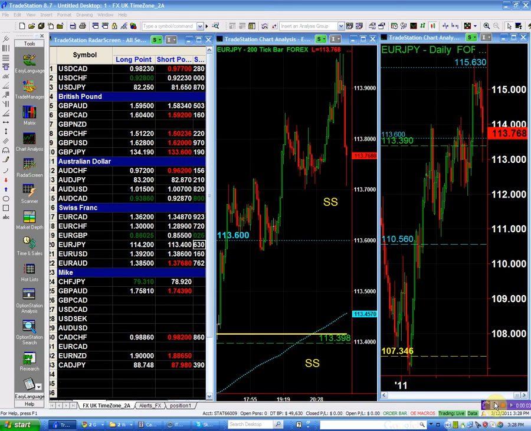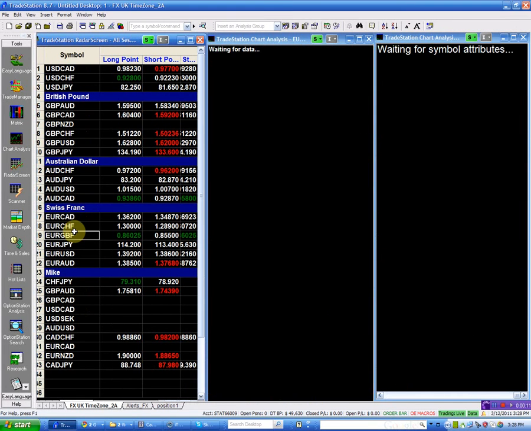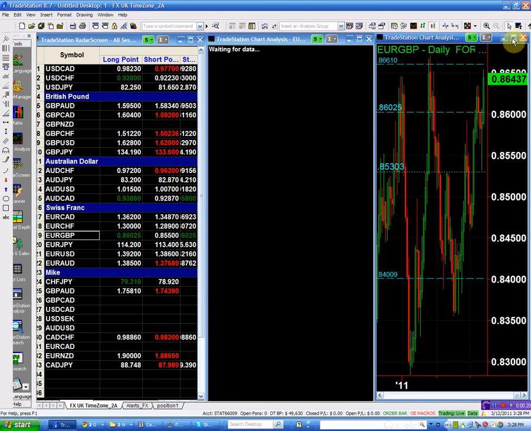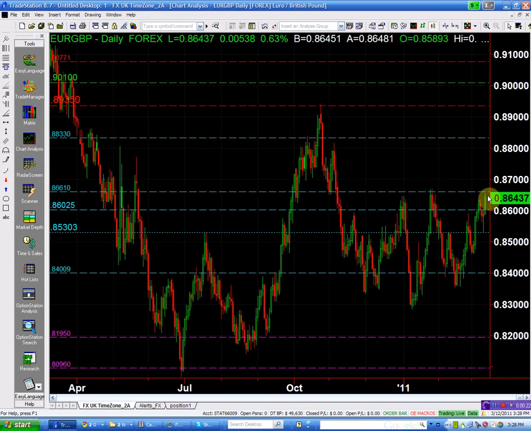One of the weakest currencies was the pound, and the euro was strong. So guess what? When we put the chart up for the euro pound, you can see now when it comes up, look at this. Look at the explosive move that we had in the euro pound.